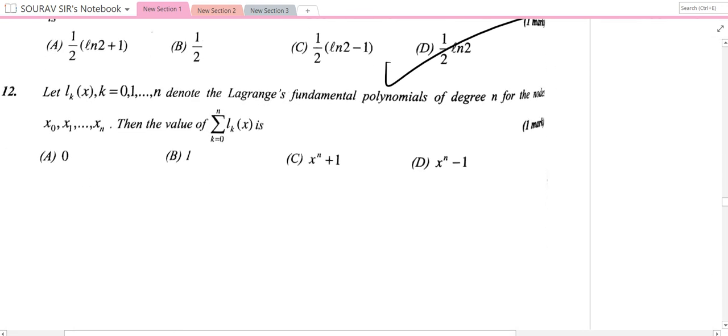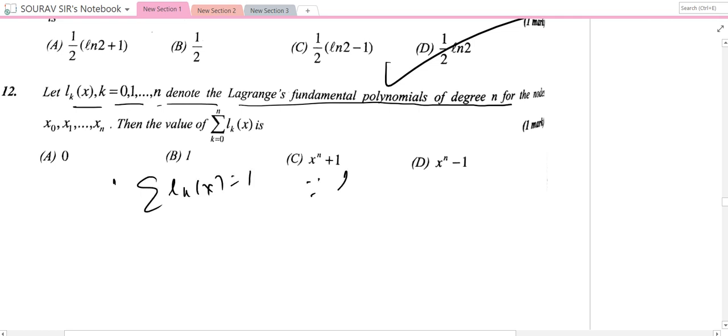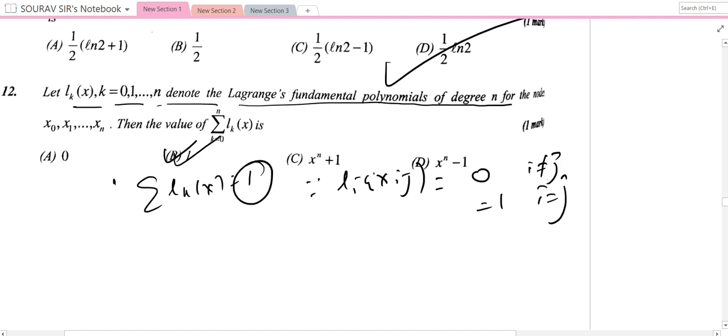Last one for this video. L k of x denotes the Lagrangian fundamental polynomial of degree n, and we need the value of L k of x. The Lagrangian polynomial L k of x j equals 0 if i not equal to j and equals 1 if i equal to j. Combining these to get it as 1, so B is the answer.